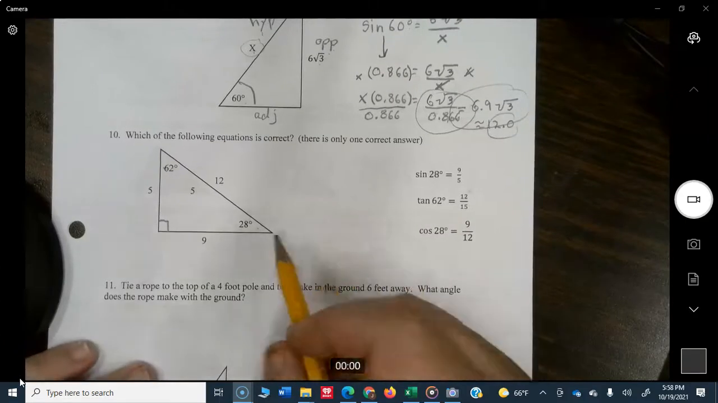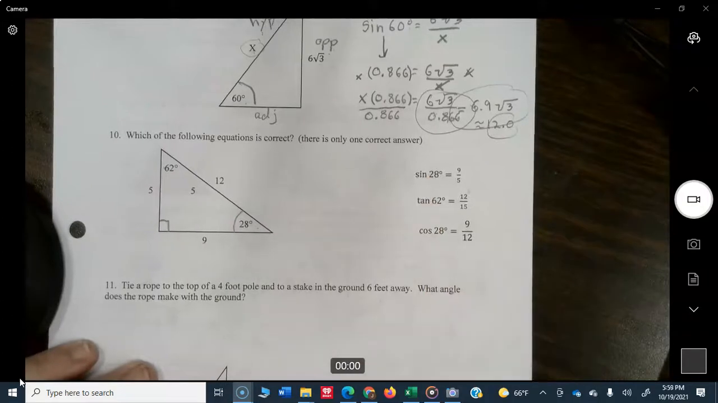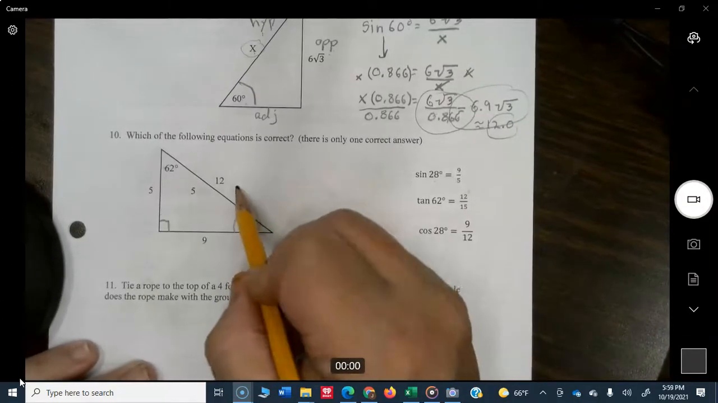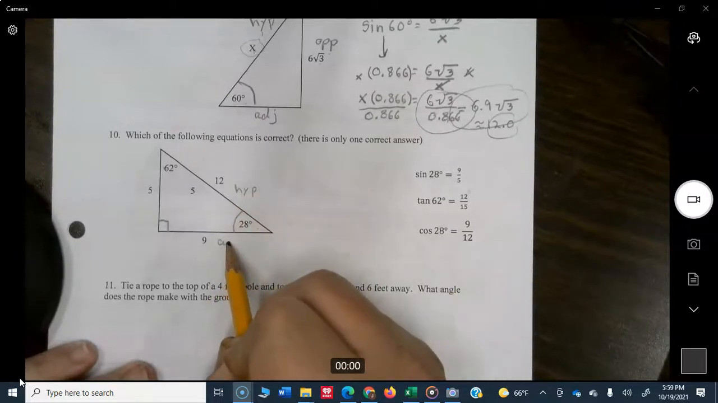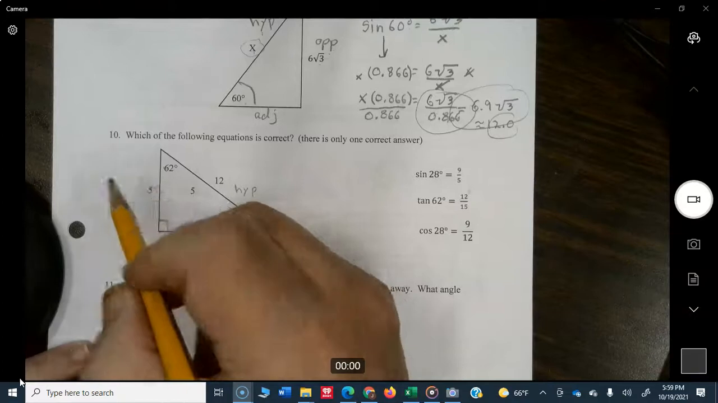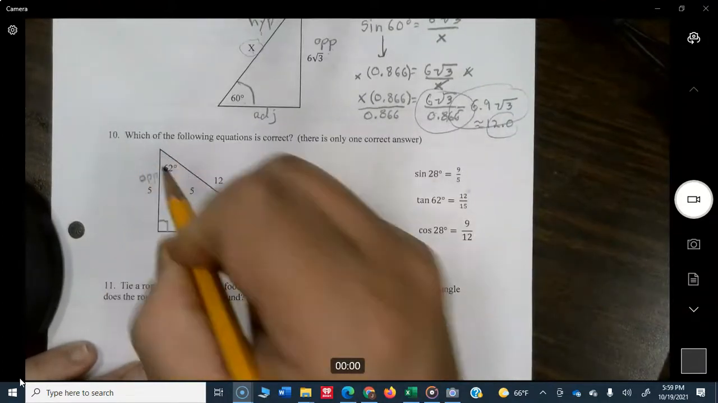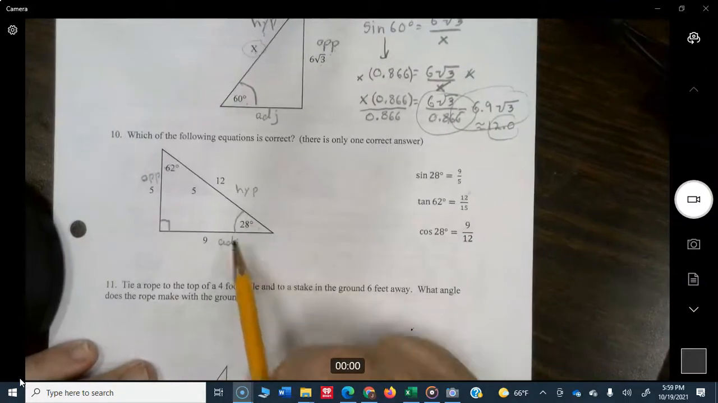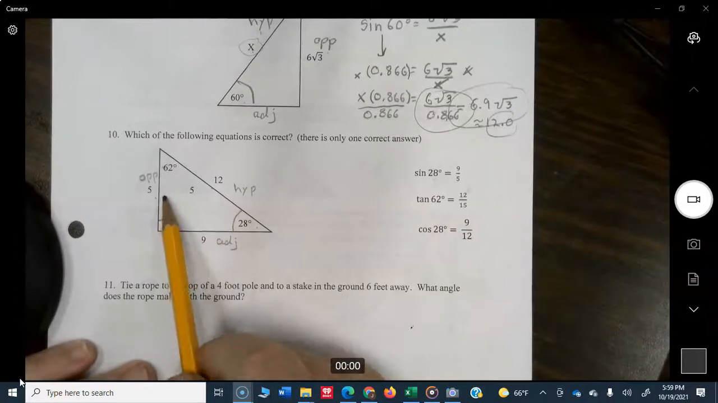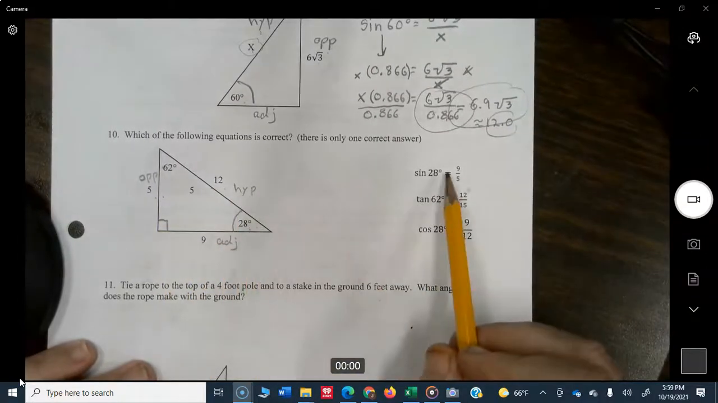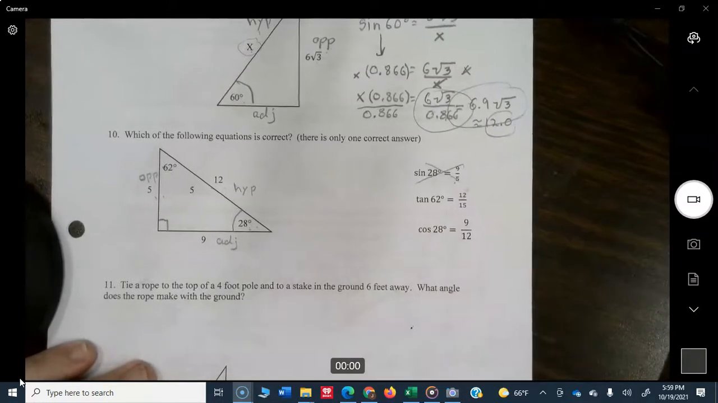Let's see. Sine of 28. We have two that are 28s, so let's deal with those first. For the 28, this is the hypotenuse, this is the adjacent, and the opposite is over on the opposite side. So the sine of 28 is going to be 5 over 12, the opposite over the hypotenuse. They have 9 over 5. That's not correct. It would be 5 over 12.